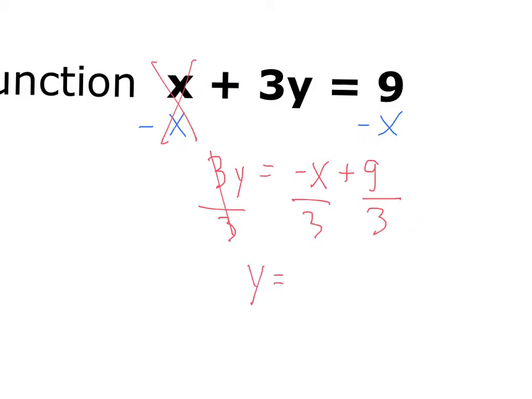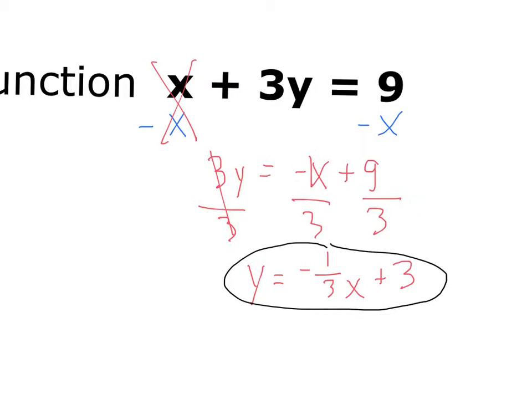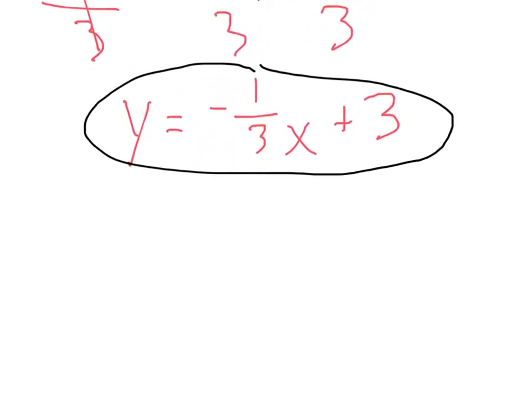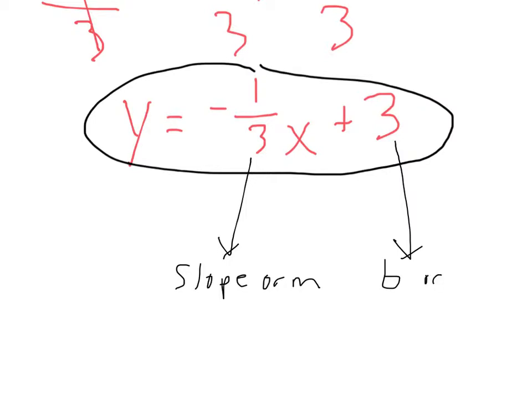Our final slope-intercept form would be y equals negative 1/3 x plus, 9 divided by 3 is 3. Okay, so our final form would be this guy right here, where we can go ahead and pull our slope, which would be negative 1/3. Remember, slope stands for m. Or we could find our b, or our y-intercept.